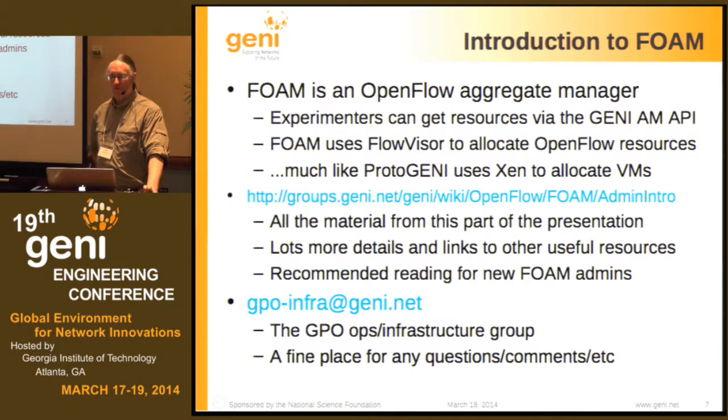Let's talk about Foam in particular. Foam is an aggregate manager for OpenFlow resources, so it's a way for experimenters to get stuff via the GENI AM API. Much like ProtoGENI is for the InstaGENI racks and Orca is for the EXOGENI racks. It uses Flowvisor to allocate OpenFlow resources, which are the flow space on the switch. This is in the same kind of way that you might use ProtoGENI to get a Xen VM or Orca to get an OpenStack VM. In the Foam world, Foam is the aggregate manager, Flowvisor is the thing that allocates stuff, and the OpenFlow resources are the stuff.